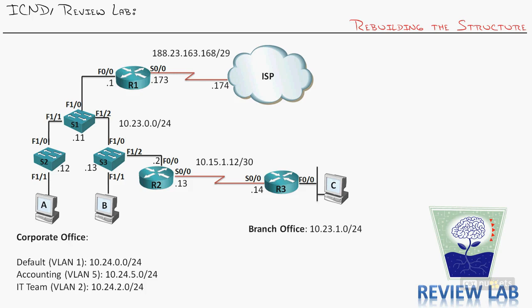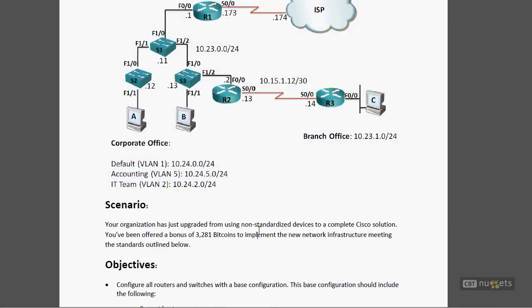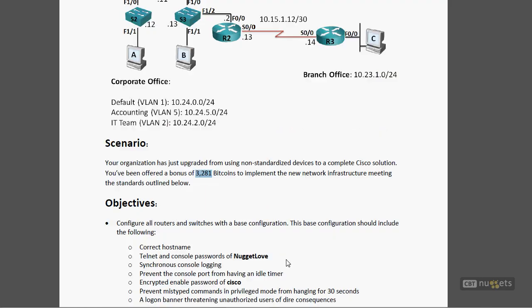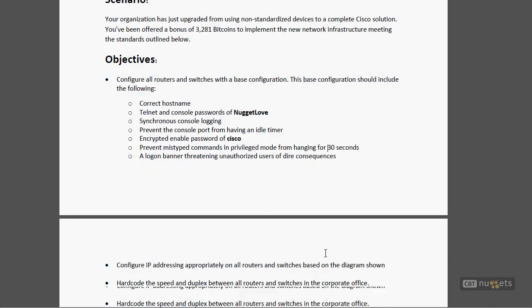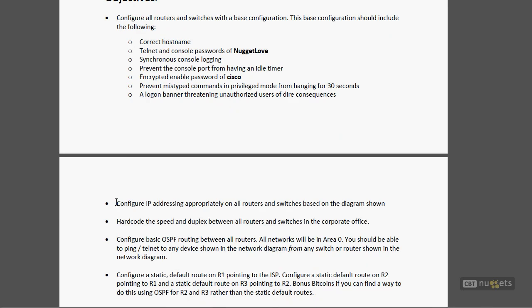All right, part two, we're picking up right where the last nugget left off on rebuilding the ICND1 structure. I'm going to dive into the lab. Last nugget, we went through the scenario, what it's all about, got our 3281 Bitcoin reward, and went through the core configuration, base configuration of all the devices. Now we're moving on into the IP addressing. So it says configure IP addressing appropriately on all routers and switches based on the diagram shown.